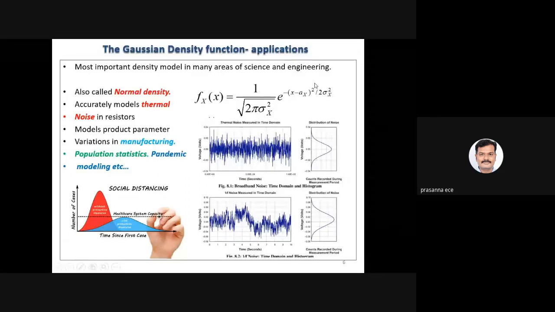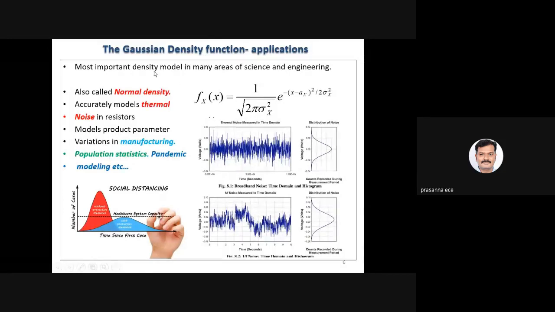This Gaussian density has a very large number of practical applications. It is also called a normal density. It finds applications in many areas of science and engineering. If you consider the most important topic in probability theory, I will say the Gaussian density is the most important topic. This we have discussed even in the very first introduction class.